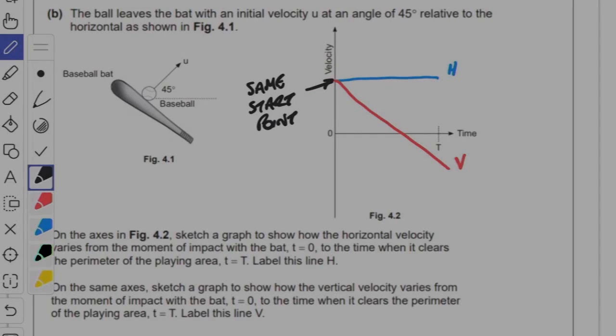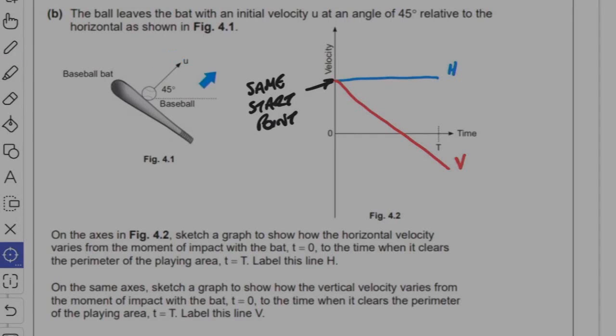So the important thing is that the two vectors will have the same magnitude, so they start at the same point. And that's because the horizontal and vertical components of this vector are going to be the same magnitude as each other, because it's 45 degrees. And so we get a constant motion, so the horizontal velocity is constant. We get constant acceleration, so the gradient of the vertical velocity graph is constant. So we get two straight lines, one with a downward slope.